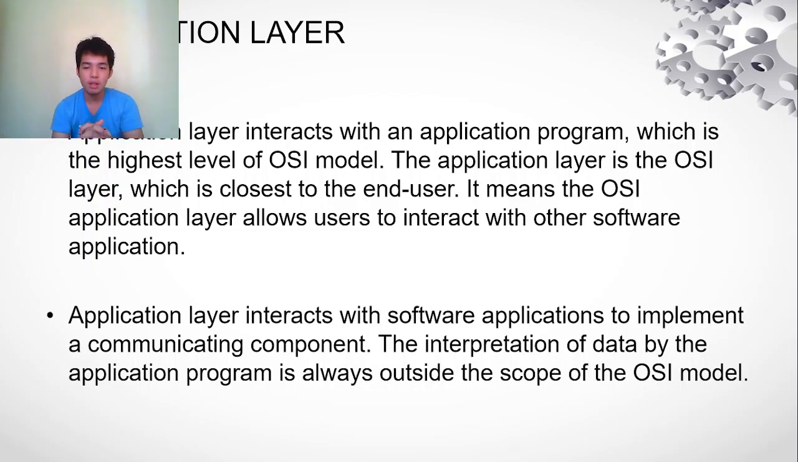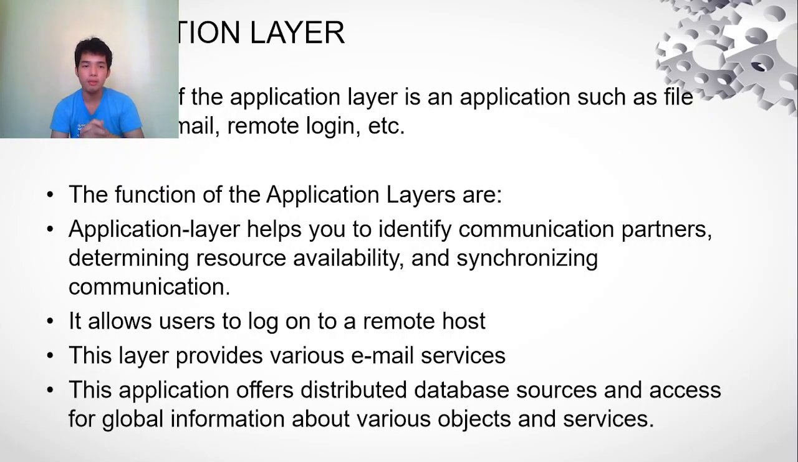So the interpretation of data by the application program is always outside the scope of the OSI model. It is outside the scope because it interprets the data itself of the application program. So next, we have examples of the application layer that we always see in our lives. We have file transfer, email, electronic mail, remote logins, etc.